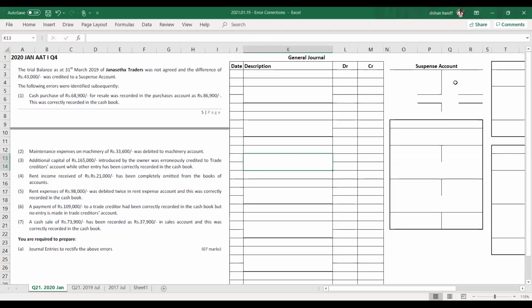There are less specific questions in the A-level paper, so I will take a question from the AAT past papers. It is question number 21, 2020 January paper, question number 4.